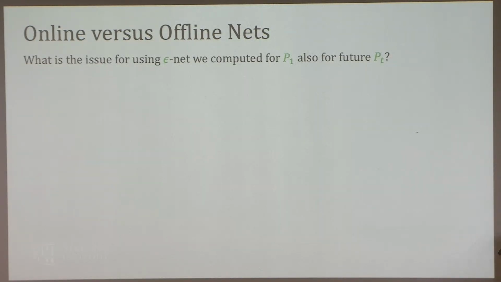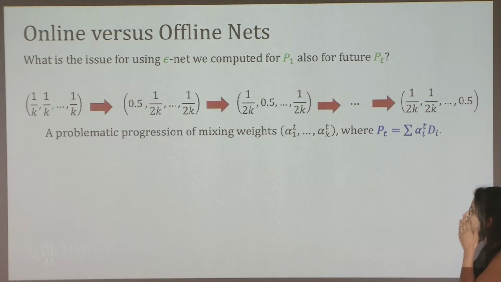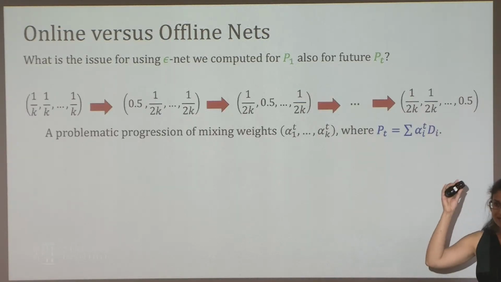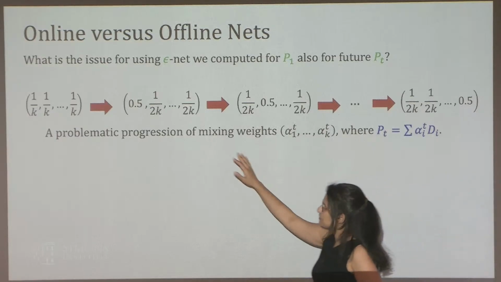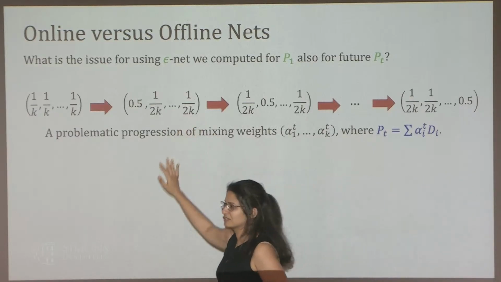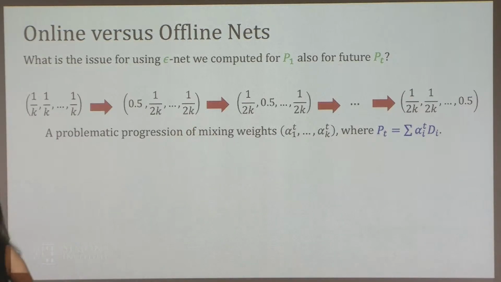Just think for a second, entertain this idea. I start with an epsilon net for my first distribution, that's my P1. What's wrong with just reusing it for my next mixtures, on and on? What can go wrong? In a really bad case scenario, let me imagine these add up to 1. I wasn't going to put a lot of minus ones in there.